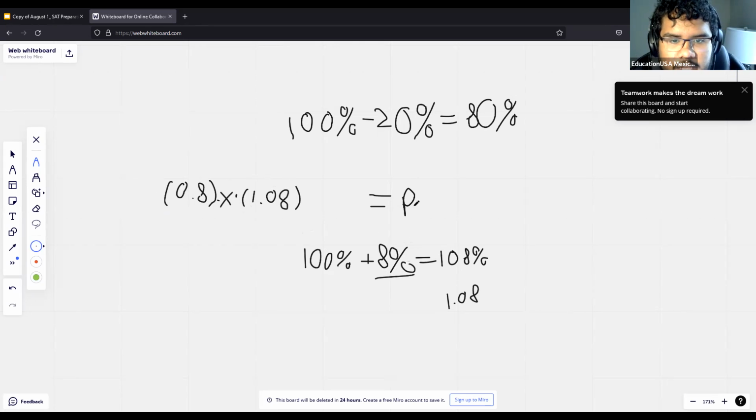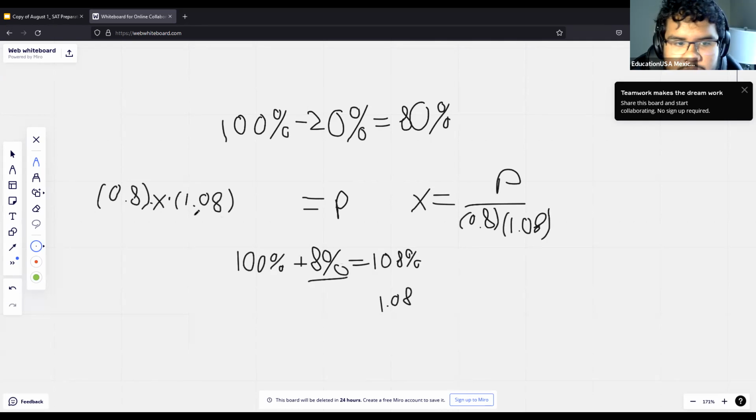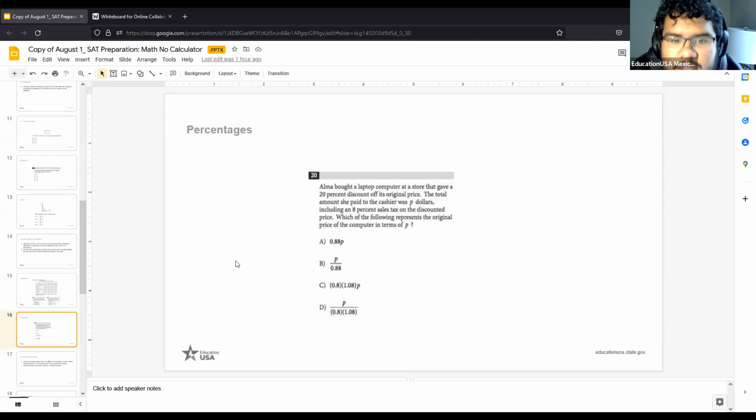So, and that in turn all equals P. So from there, all you have to do to solve for X is just divide both sides by these little numbers here, these extra percentages. By doing that, we end up getting X equals P divided by 0.8 times 1.08, because we divided both these numbers on both sides. So this ends up being the solution, and therefore the correct answer is D.